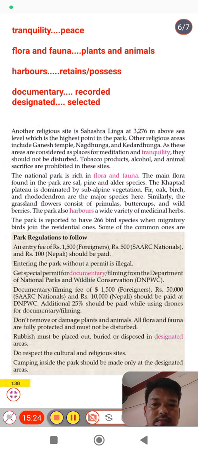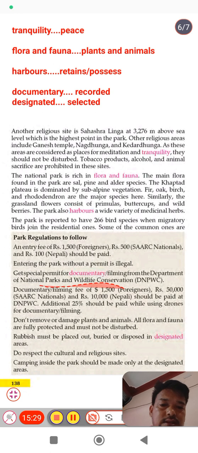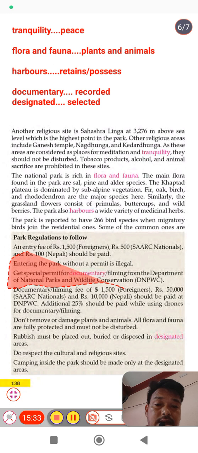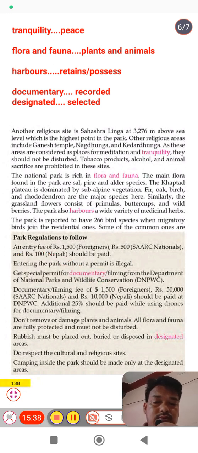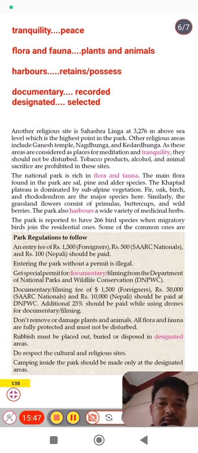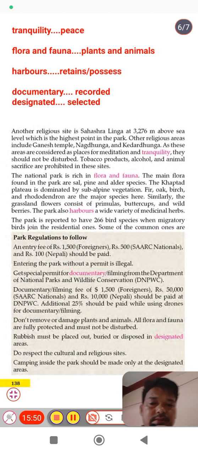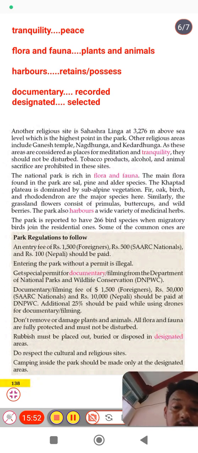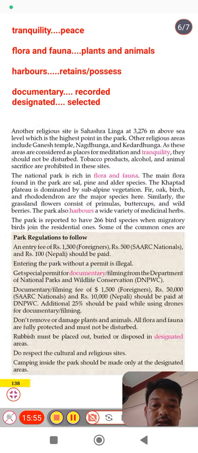Get a special permit for documentary filming from the Department of National Park and Wildlife Conservation, DNPWC. You have to get special permission from the DNPWC if you want to make a documentary or photography film. And the third one is the documentary film fee.